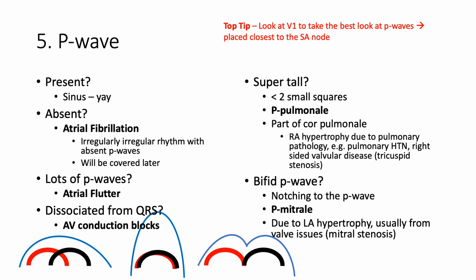Go over that a few times, and it should get a little bit easier. And a top tip is that if you have a look at V1, which I mentioned before, it's on the right hand side of the sternum. It gives you a pretty good look at the P wave, so if you're not sure. In the next slide, I'll show you how different the P waves in lead 2, which is your bottom main strip, are compared to V1.